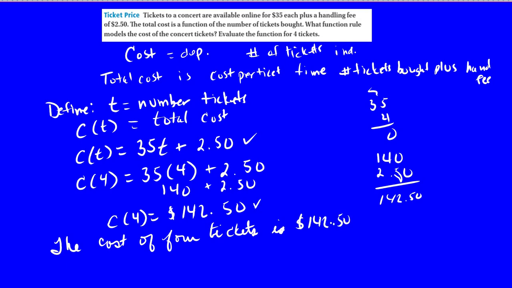All right, so we wrote a function and we evaluated that function for 4 tickets. Now that you have a function, you can evaluate that function for any number of tickets. You have an input value, that's going to be how many tickets you want, and then your output value is going to be the cost.